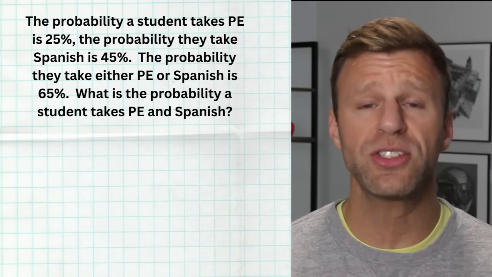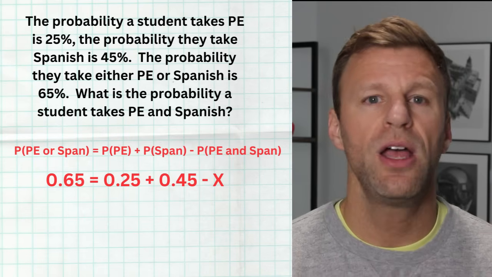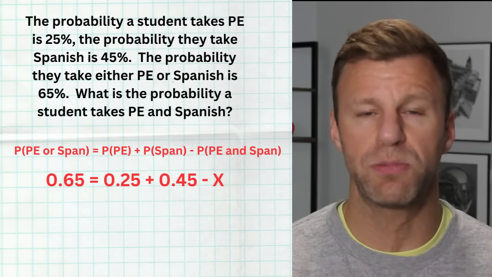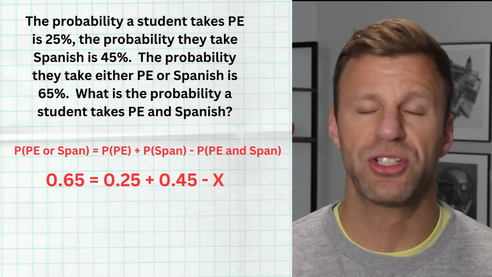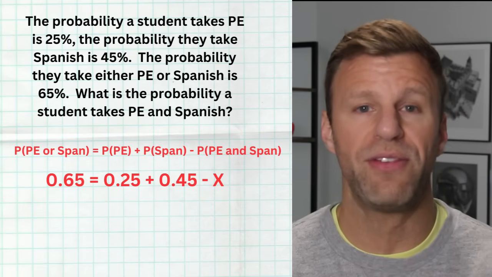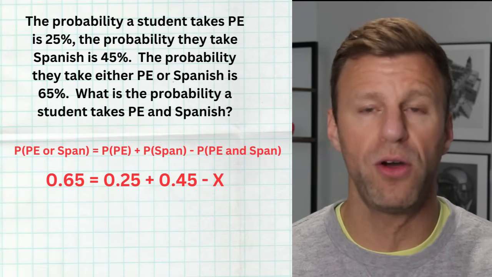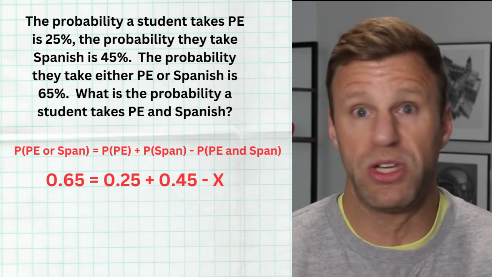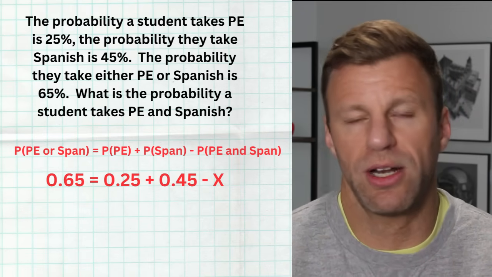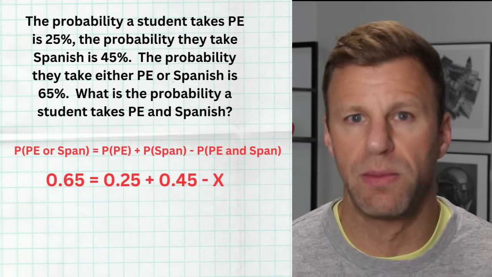So we're simply going to utilize our formula and make some replacements. The probability that they take physical education or Spanish was given to us is 0.65. The probability of physical education was 0.25, plus the probability of taking Spanish was 0.45. And then that last part, the probability of both physical education and Spanish, we don't know. So we're going to leave that as an X. Typically, it's what we do. We're trying to create a little algebraic equation. We don't know something, we make it an X.